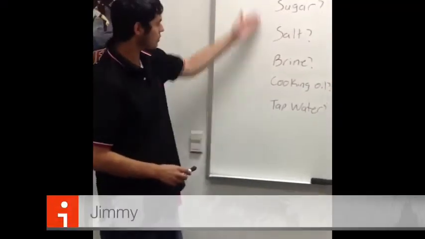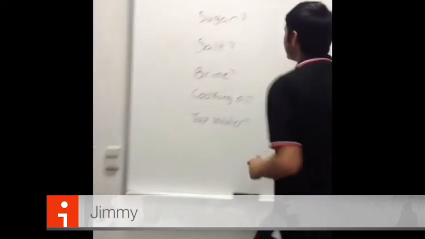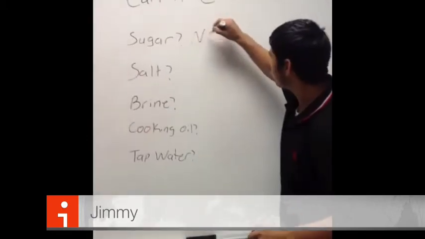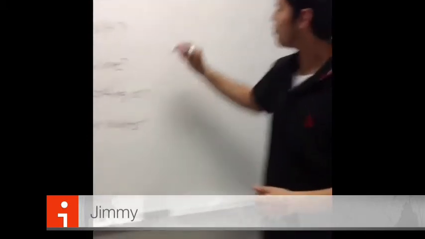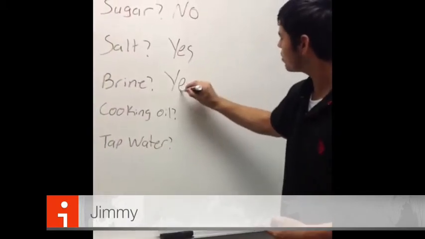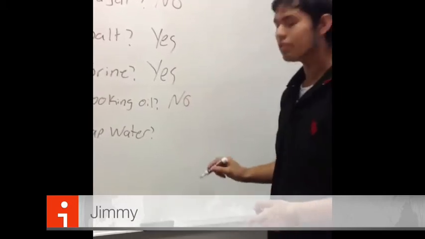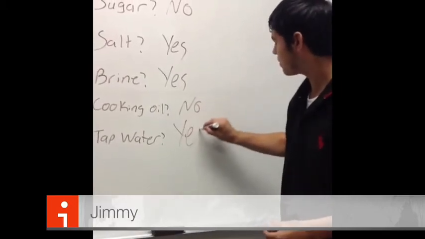Here we have some examples of some substances, and the question is, can it conduct electricity? Well, that's really easy. Sugar? No. Salt? Of course. Brine? Yes. Cooking oil? No. Tap water? Yes.